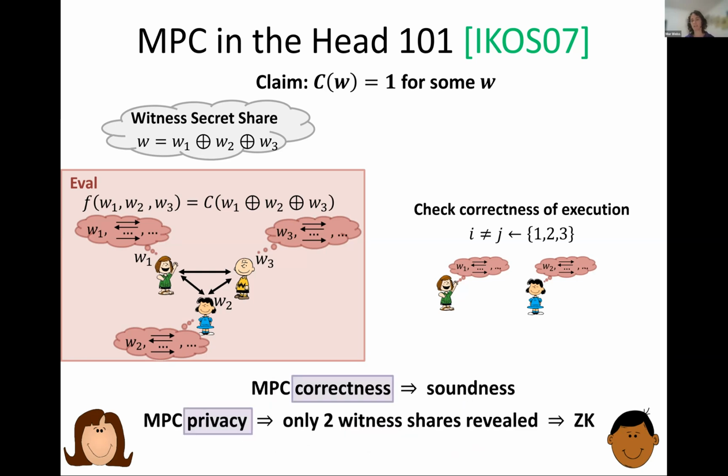The third component is how IKOS use the properties of the MPC protocol to get the properties of the zero-knowledge proof. More specifically, they use the privacy of the MPC to prove zero knowledge, and they use the correctness of the MPC to prove soundness. What they show is that all you need to do is to check that the protocol was executed correctly, because the correctness of the MPC guarantees that if everything was executed correctly, the outcome is the outcome of the circuit on some input, and this can only be 1 if the circuit is satisfiable.